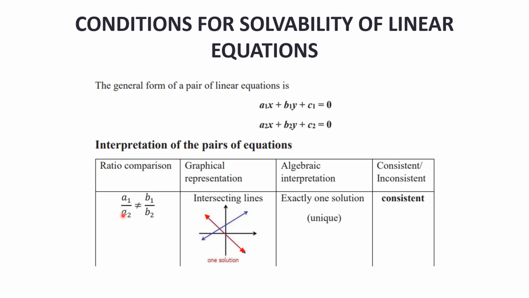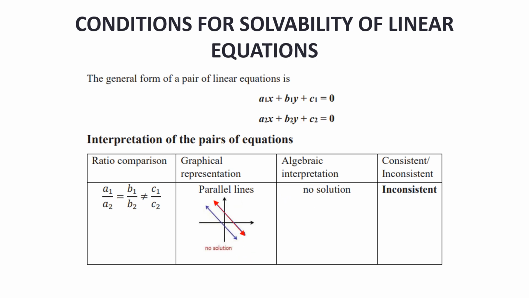So when we compare the ratio, if your a1 by a2 is not equal to b1 by b2, you get only one solution, that is a unique solution. If you represent in the graphical, you get an intersecting line, then we can say that this pair of linear equation is a consistent linear equation.